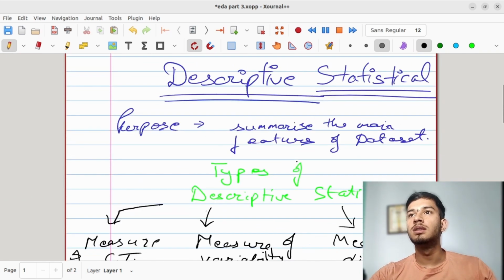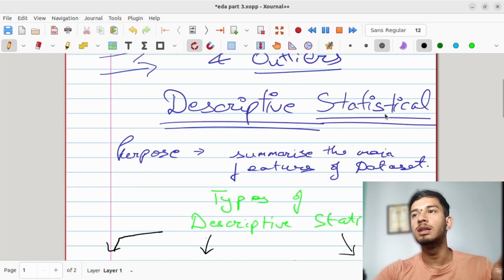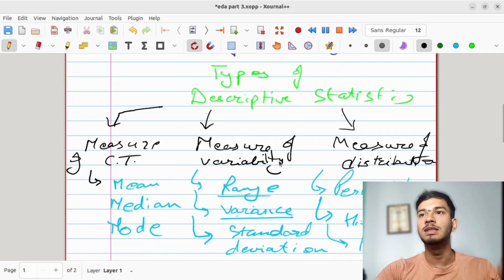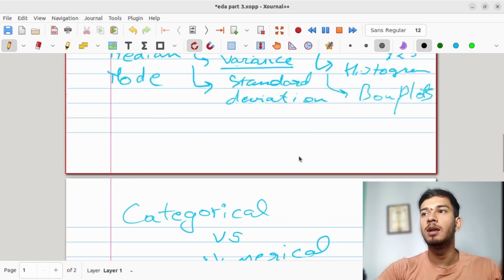So till now we discussed what is univariate analysis. We tried some plots and tried some distribution graphs, and then we talked about descriptive statistics. So what's the purpose of using descriptive statistics, right? It helps us to summarize the main features of a dataset. Then we saw types of descriptive statistics: measure of central tendency, measure of variability, measure of distribution. Inside measure of central tendency, you have mean, median, mode. In measure of variability, you have range, variance, standard deviation. And in measure of distribution, you have percentile, histogram, and box plots, right?